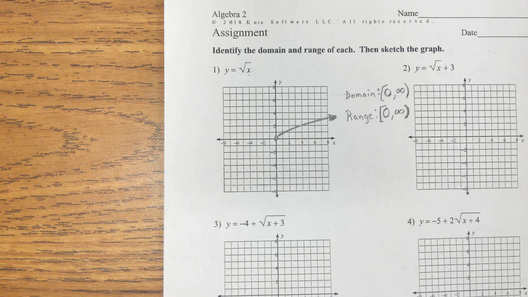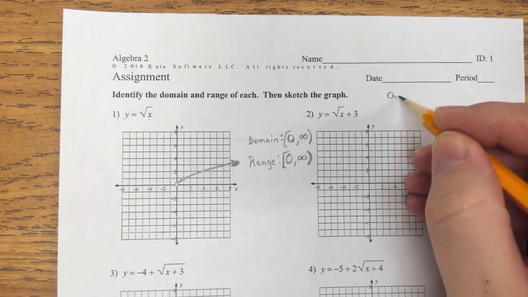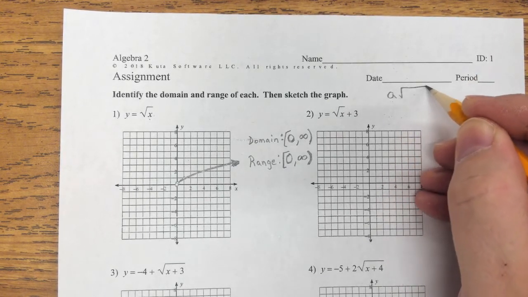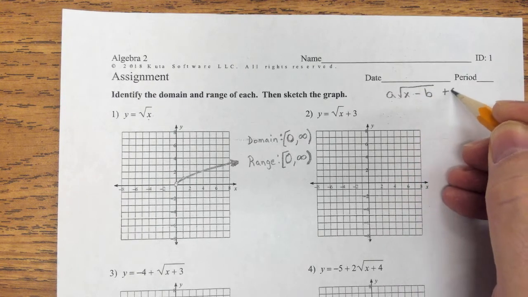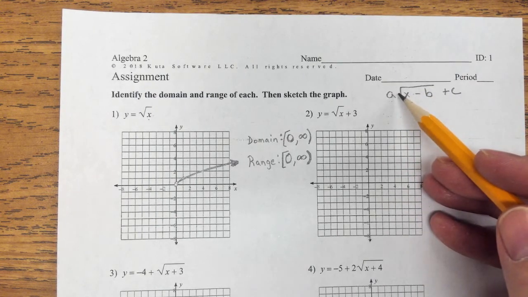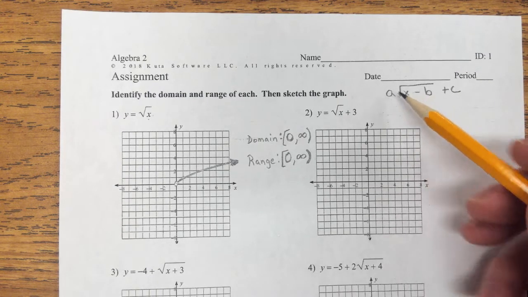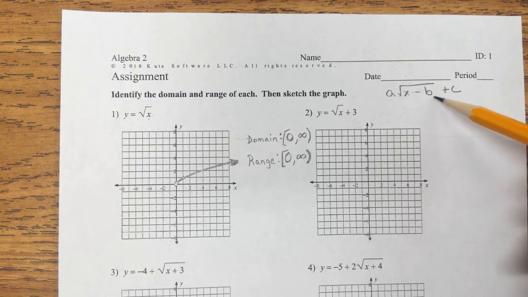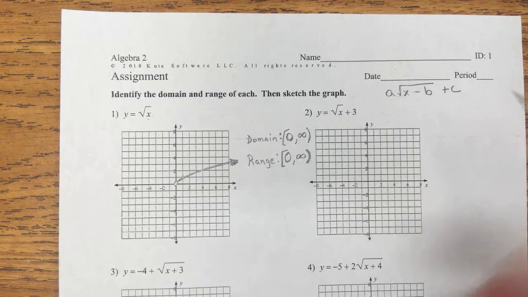Easy, easy peasy on that. Alright. Now let's add a translation to this. So remember, we're using this transformation where A is a dilation or a stretch or whatever, or a reflection. This moves it left and right, and the C moves it up and down.